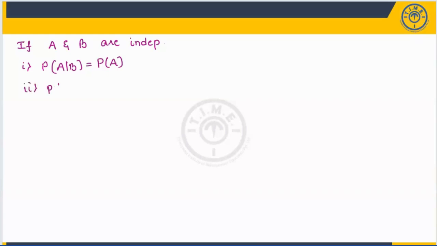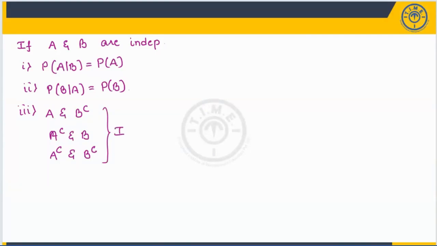Now, if A and B are independent, then P of A given B is P of A, and P of B given A is P of B. And if A and B are independent, then A and B complement, A complement and B, and A complement and B complement, all these are independent by default.